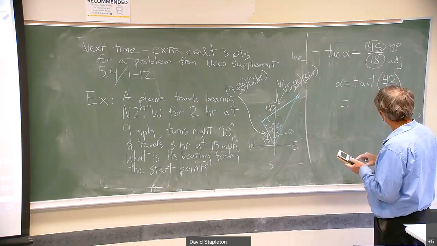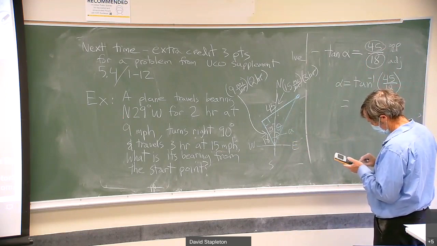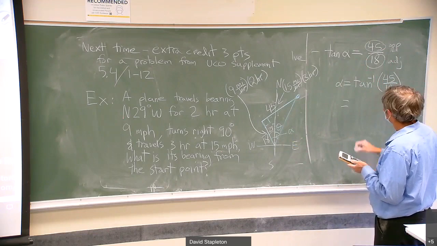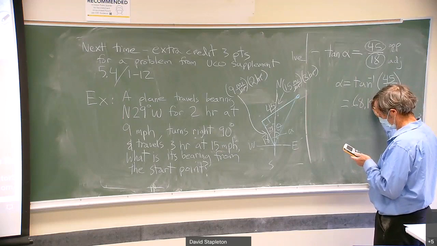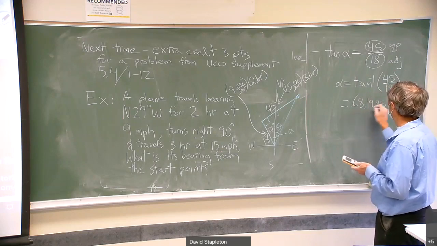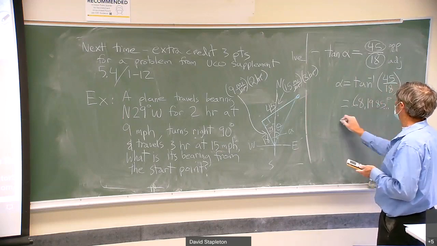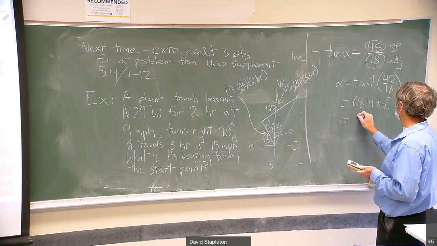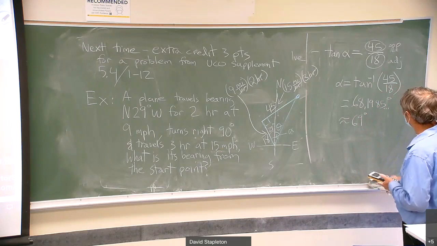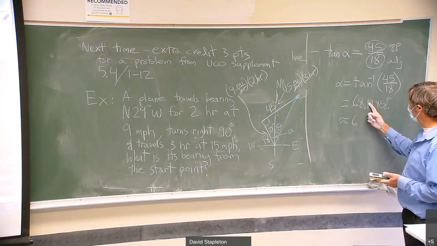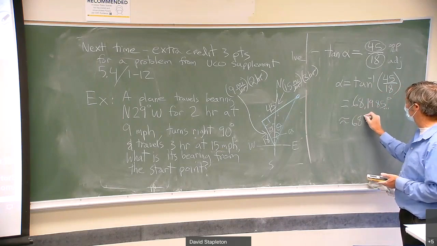Inverse tangent, 45 divided by 18 gives me 68.1985. If I round that to the nearest whole degree, that's 68 degrees. This is less than 5, so I'll call it 68 degrees.